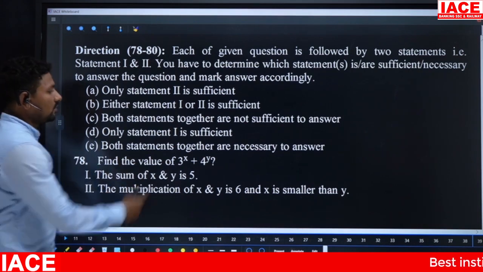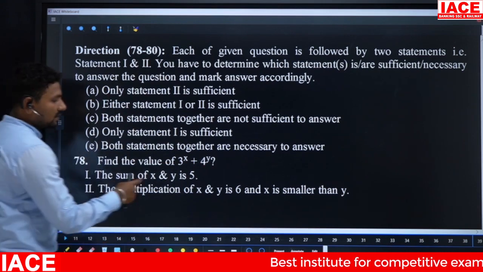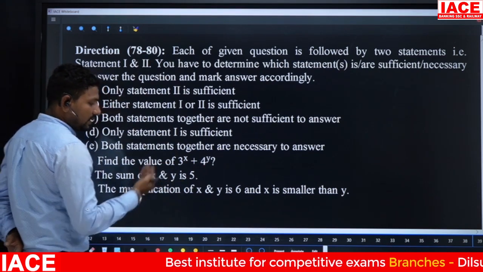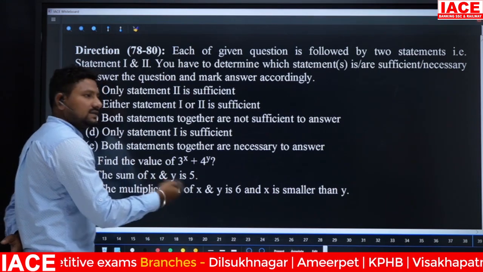Find the value of 3 to the power of x plus 4 to the power of y. The x and y values we have to determine to find an answer. The sum of x comma y is 5. That means you can write as an assumption 1 comma 4, 4 comma 1, or 3 plus 2, 2 plus 3. That is the way we can write.